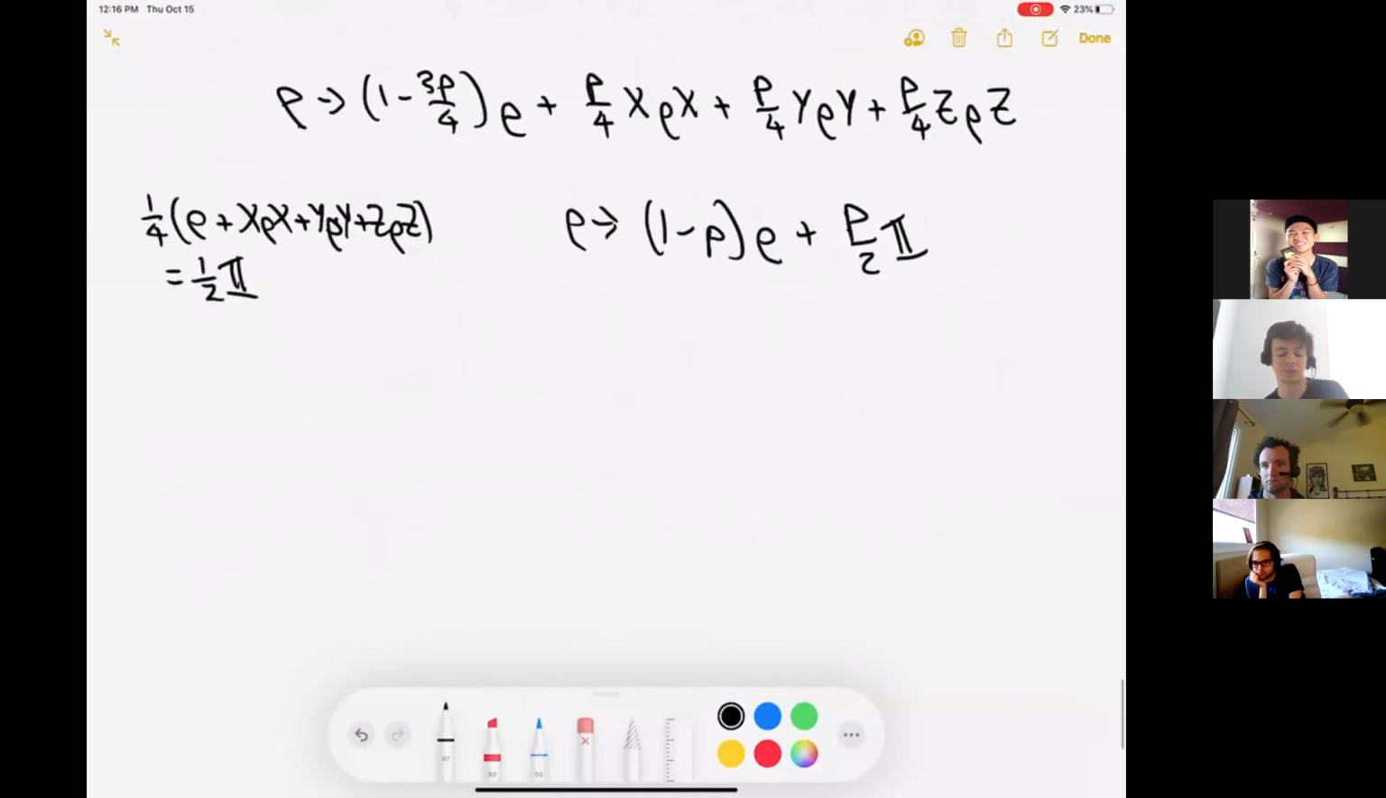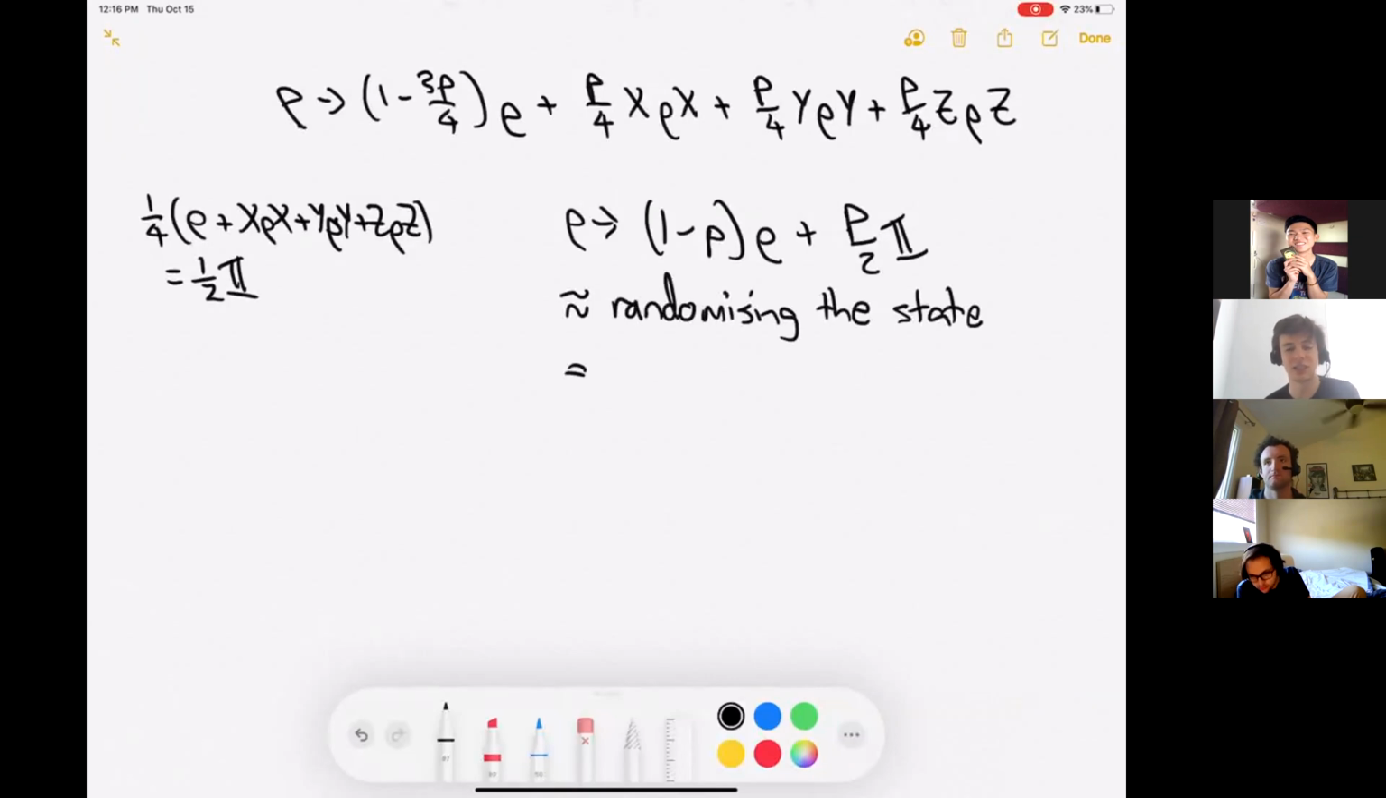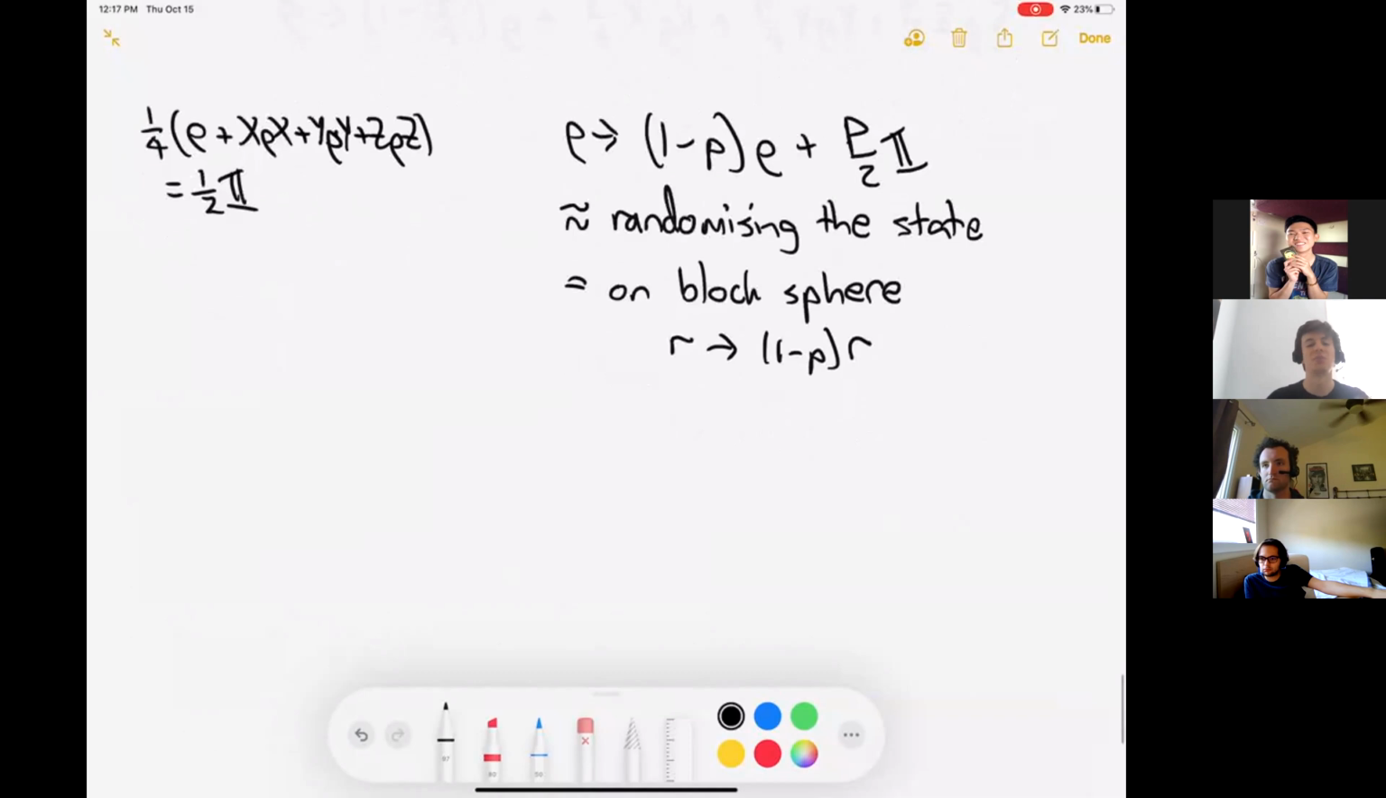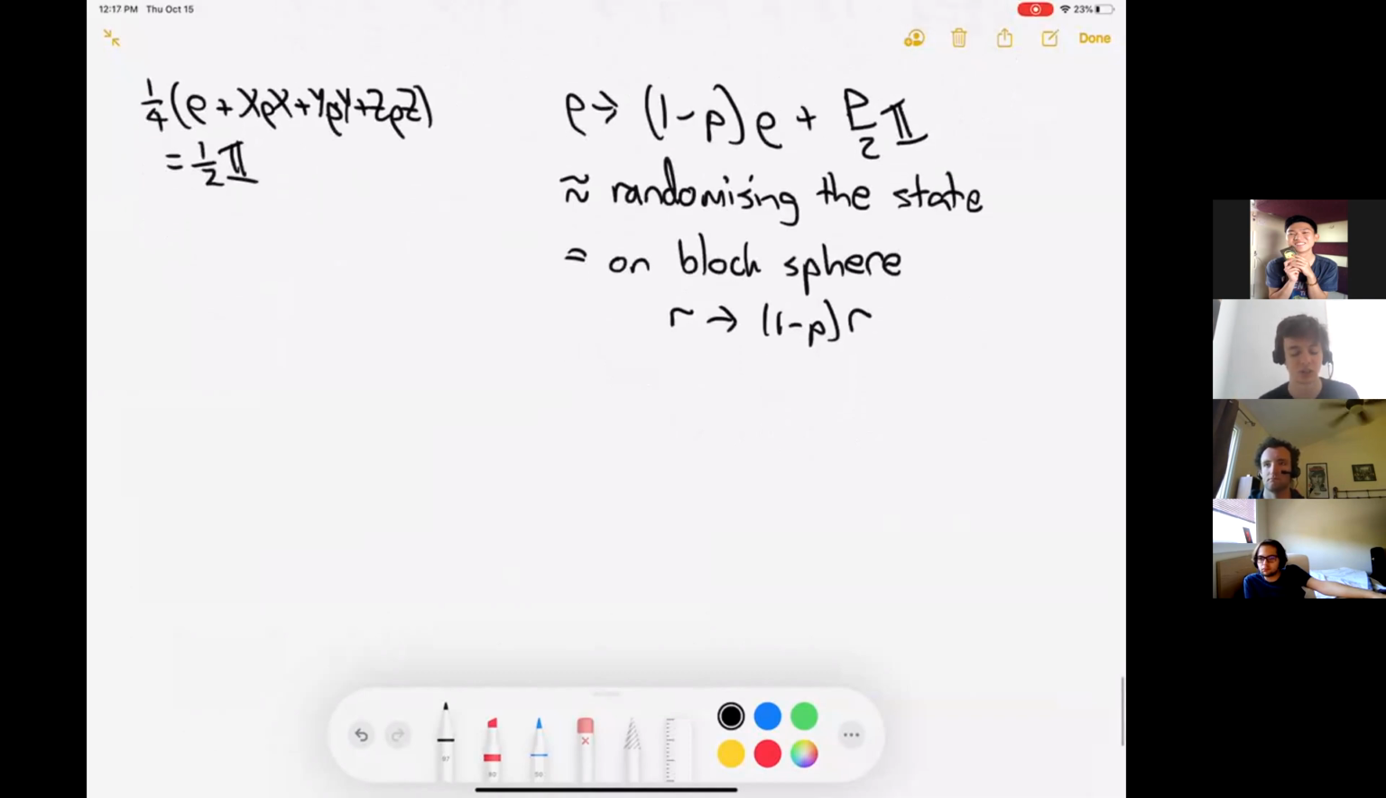Okay, so what's this doing? It's roughly just randomizing the state. On the Bloch sphere, it's leaving theta and phi the same because the eigenvectors of 1 minus p times rho plus p times half the identity are exactly the same. But it's mapping r to 1 minus p times r. So it's moving everything towards the center of the Bloch sphere. It's doing some noisy thing. And if p equals 1, then it's just mapping everything to the maximally mixed state. So everything's getting swamped with random noise. There's no record of what the original state was at all.